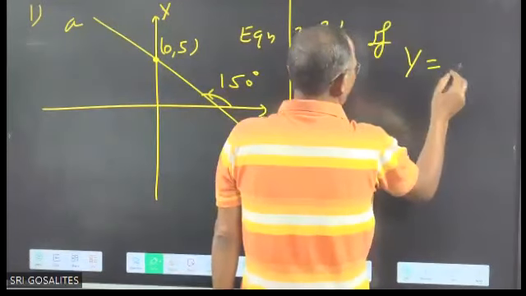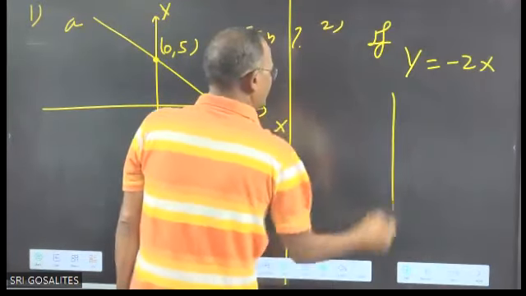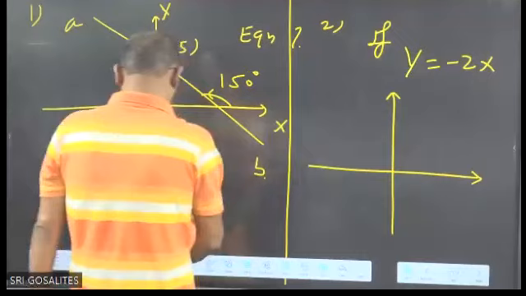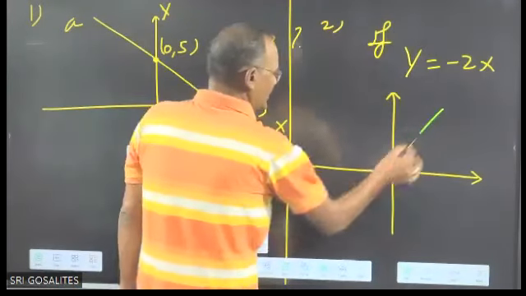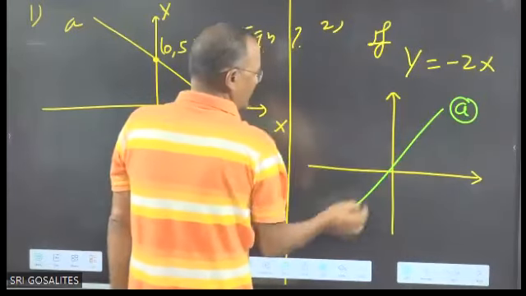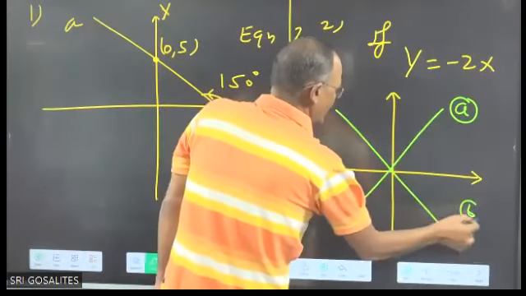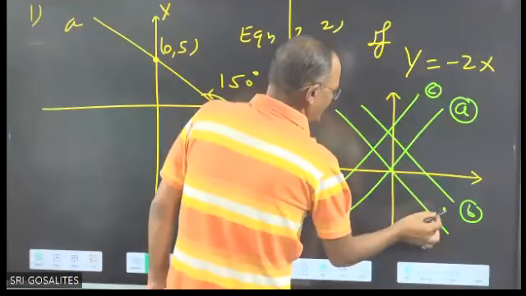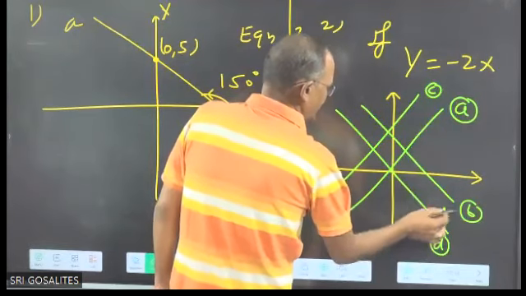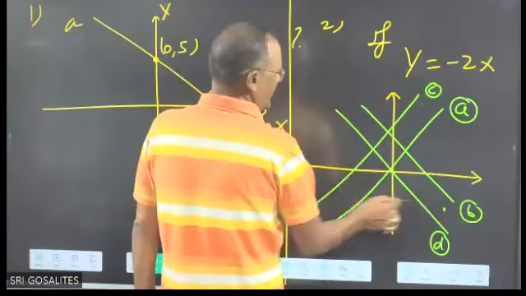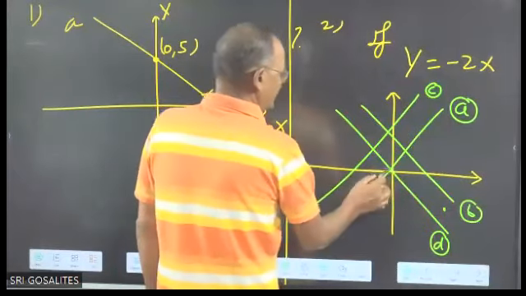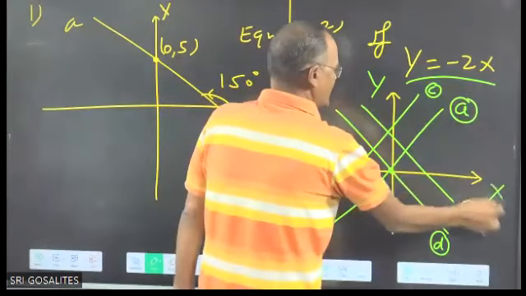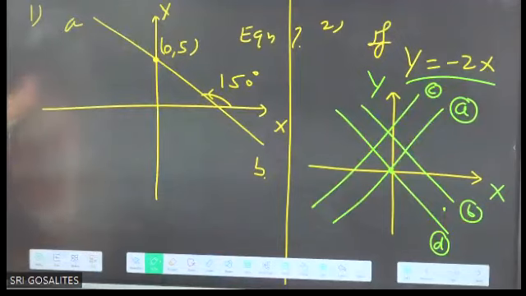Second, if y equals minus 2x, then how is the line? Is it like this, option A? Is it like this, option B? Or like this, option C? Or like this, option D? How will this line look over the y and x axis? Come on. Both the questions, 5 minutes for you all.